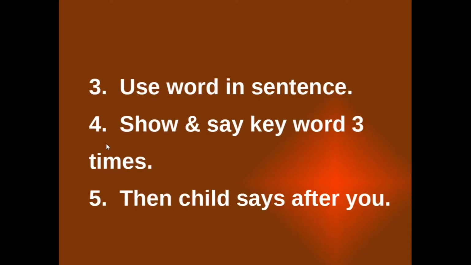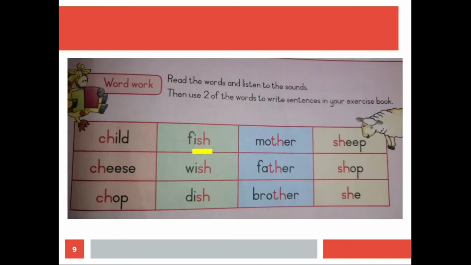Now you use the word in a sentence. The thing is, if the child doesn't understand the word, it doesn't make sense for him. Use the word in a nice, lovely sentence that the child will understand. Then you show the word to the child 3 times, and then you pronounce the word, and the child must say the word after you. For example, we love to eat fish, fish, fish, and then the child says fish, but he must look at the word. You show him, because he must realize and recognize the sh sound.